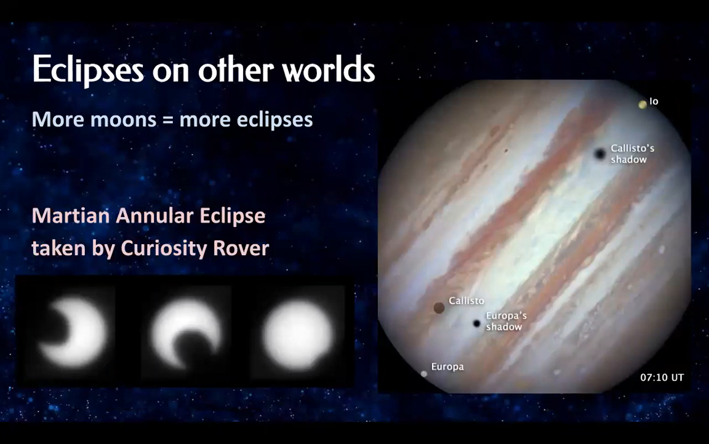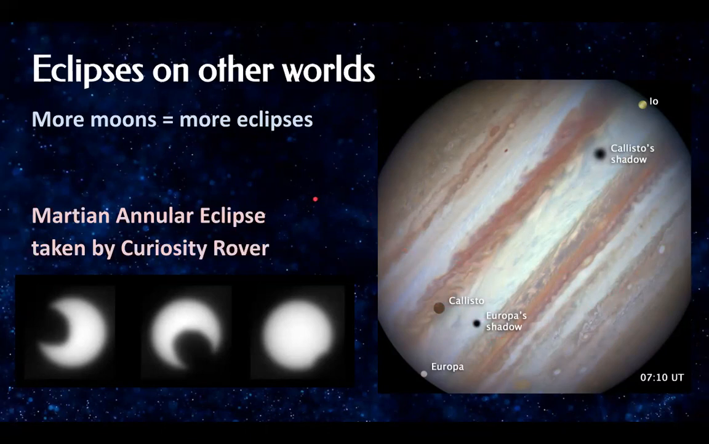Eclipses do occur on other worlds. Fun fact: other worlds have more moons, which means they have more eclipses. Now, most of the other worlds, their moons are much smaller than ours, so they're going to have a smaller path of totality. But if you look at this picture on the right, Jupiter sometimes has 3 eclipses occurring at once because it's so huge, which is just pretty cool.